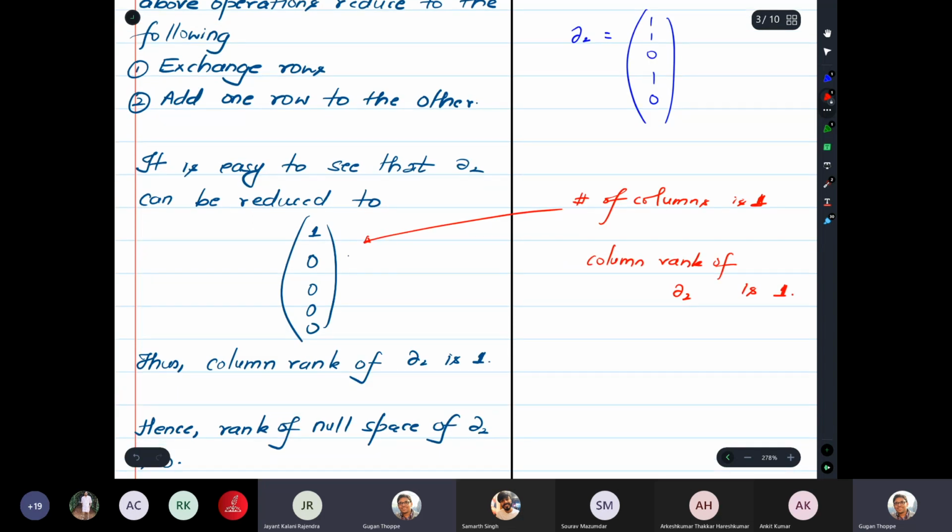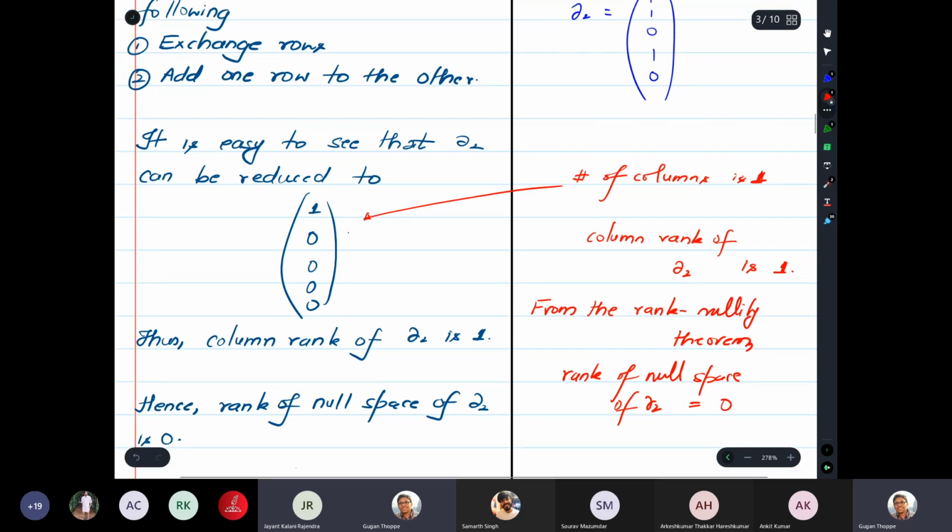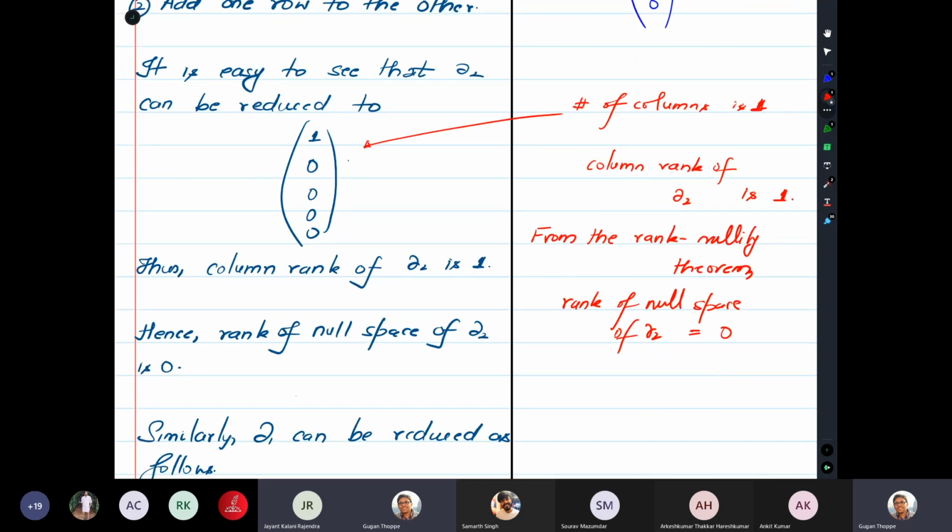Now from the rank nullity theorem, the column rank plus the rank of the null space must equal the number of columns. So one can use that relation to figure this out. Of course, you can figure it out in some other way as well. So from the rank nullity theorem, the rank of the null space of D_ABA 2 is 0. Is this okay? So this is what we find out.